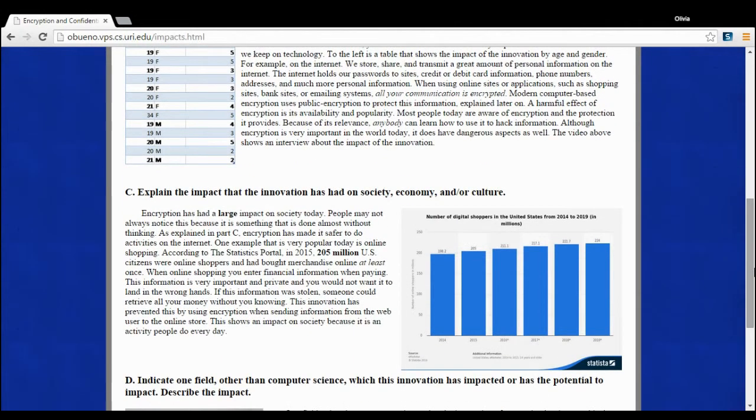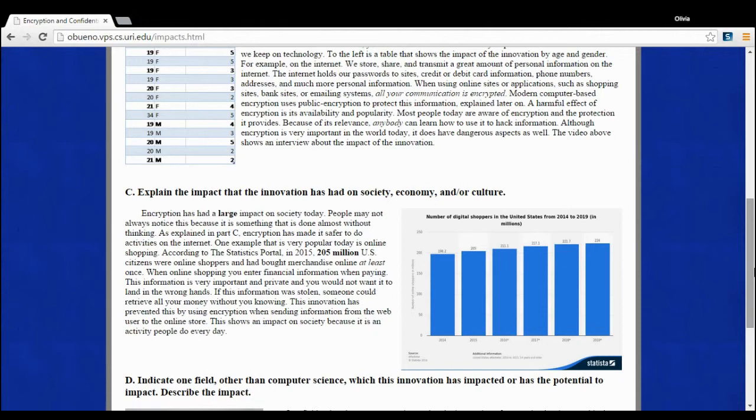Encryption has made a large impact on society today. As explained in Part C, encryption has made it safer to do activities on the internet. One example very popular today is online shopping. According to the statistics portal, in 2015, 205 million U.S. citizens were online shoppers and had bought merchandise online at least once.